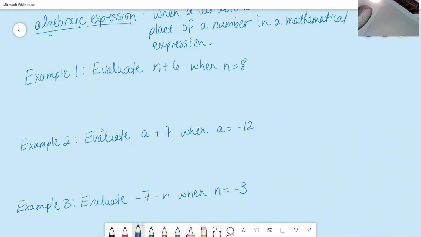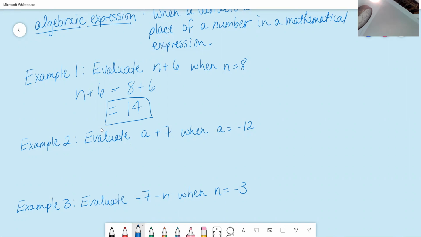So example 1 tells us to evaluate n plus 6 when n has a known value of 8. So you start with n plus 6. That is the same as 8 plus 6. Well, then you just add those together. So 8 plus 6 is 14.